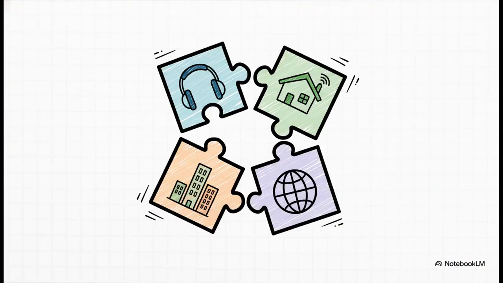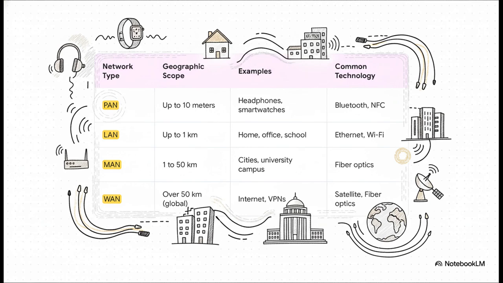Let's put all these puzzle pieces together and see the big picture. This table just lays it all out so perfectly. You can really see the logic here. Notice the pattern. As the geographic scope gets bigger, the technology has to change to keep up. For the PAN, in that tiny 10-meter bubble, low-power Bluetooth is perfect. For the LAN, inside a building, Wi-Fi and Ethernet give us the speed we need.